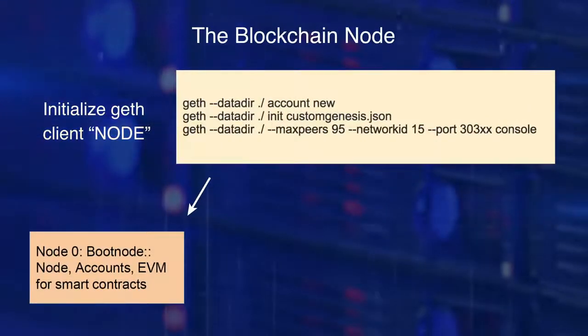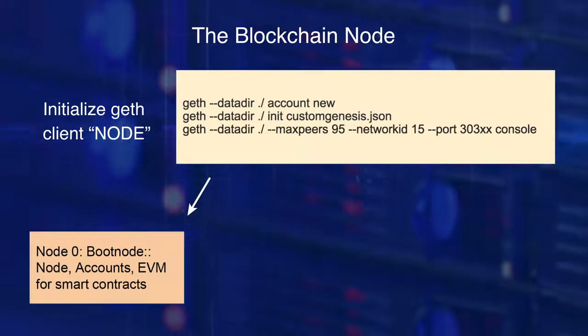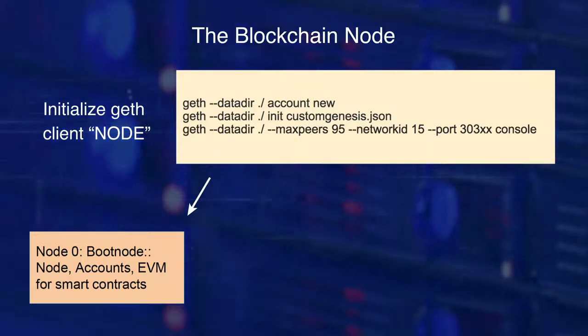Here we create a single node, node 0, or the genesis node for our blockchain server. The network ID for our blockchain server is 15, as you can observe in the third command line. It is still a private local chain.